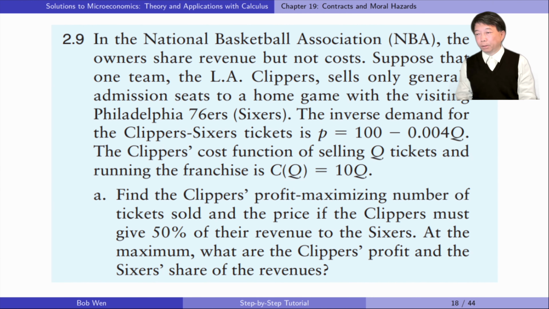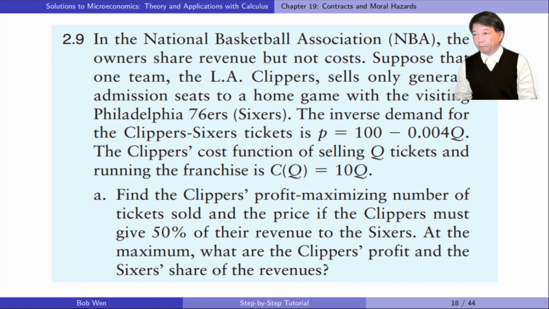Let's address exercise 2.9. In the National Basketball Association, NBA, the owners share revenue but not costs. Suppose that one team, the LA Clippers, sells only general admission seats to a home game with the visiting Philadelphia Sixers. The inverse demand for the Clippers-Sixers tickets is P equals 100 minus 0.004 times Q. The Clippers' cost function of selling Q tickets and running the franchise is C(Q) equals 10 times Q.